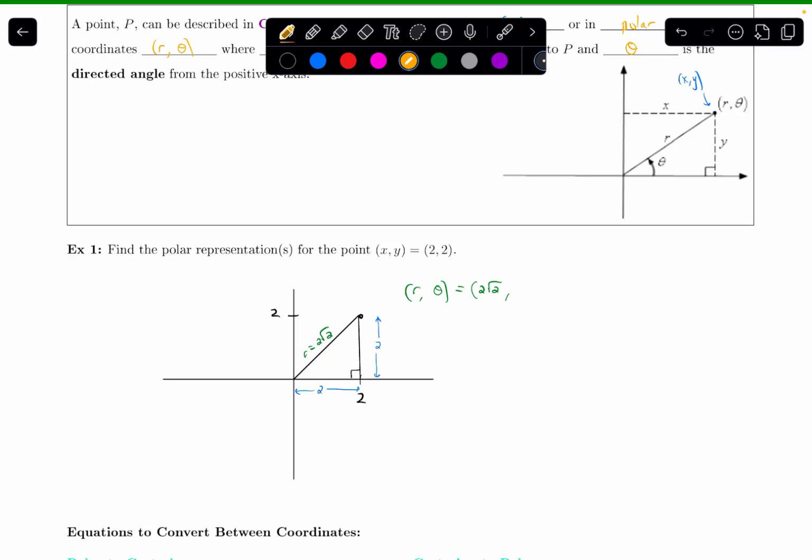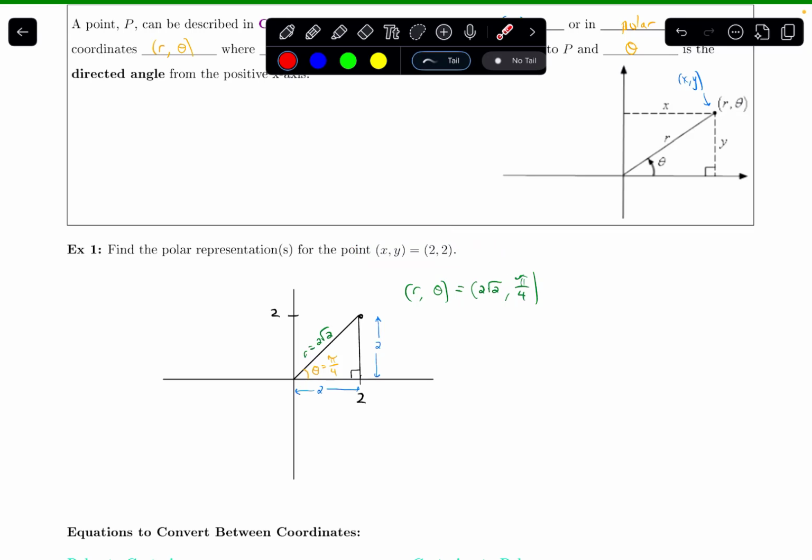And then because these two sides are the same, that means these two angles are going to be the same. So they both have to be 45 degrees, which in radians is pi over 4. So theta is pi over 4. All right, so I got my value of theta, which is pi over 4. Okay, and I've just converted this point in rectangular form or Cartesian form to polar form.